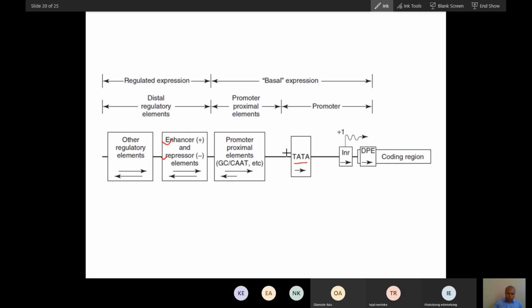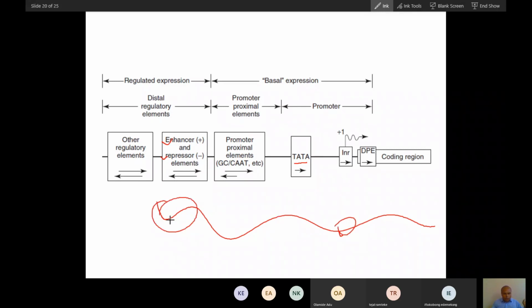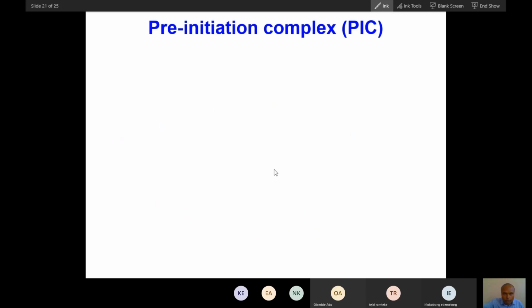These can be very close to this promoter region, or very distant from this promoter, because eukaryotic DNA is very large. So they can be closer to the promoter region, or very far from it. The distant ones are called distant regulatory elements, and the closer regulatory elements are called promoter proximal elements. So there are these elements that will regulate this promoter region. It is a bit complicated, and you have seen this complication.